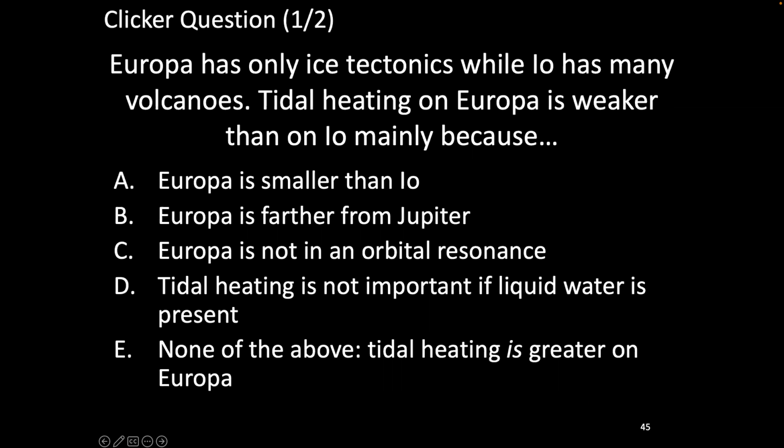Okay, so Europa only has ice tectonics while Io has many volcanoes. Tidal heating on Europa is weaker than that on Io, mainly because: A, Europa is smaller than Io. B, Europa is farther from Jupiter. C, Europa is not in an orbital resonance. D, tidal heating is not important if liquid water is present. E, none of the above, tidal heating is greater on Europa.